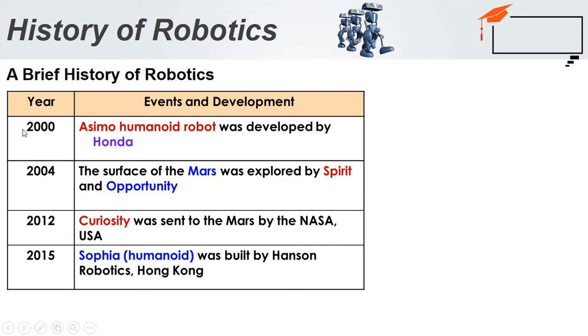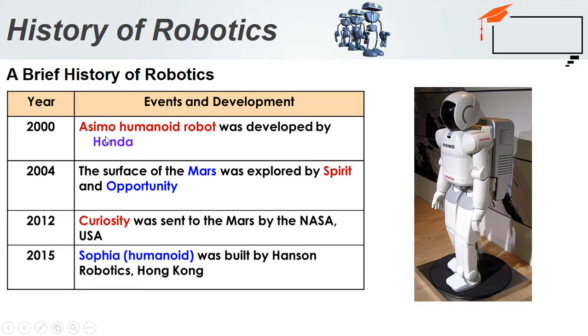So next, in 2000, Honda developed a human-like robot called Asimo. Its height is 130 centimeters and it walks at a speed of 2.7 kilometers per hour, with a running speed of 9 kilometers per hour. It can be charged by lithium-ion batteries, can work for around 1 hour, and has 57 degrees of freedom.